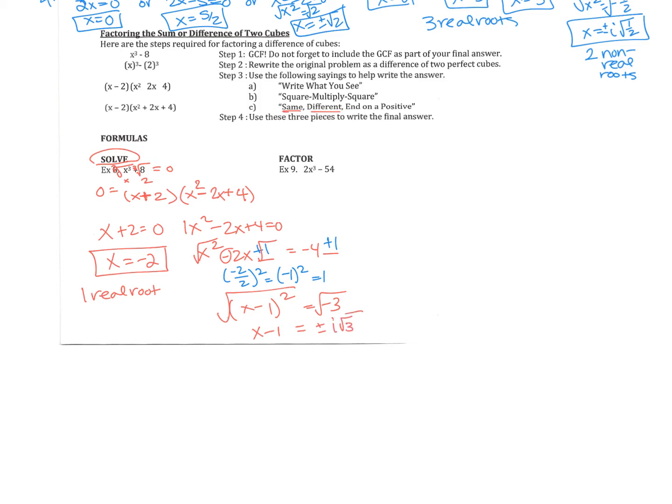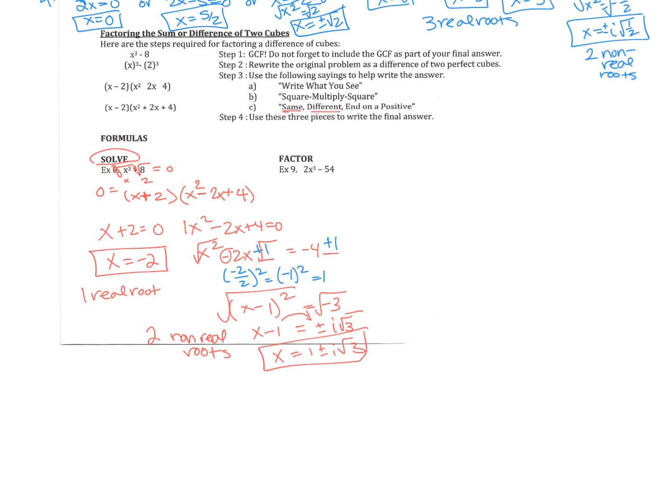So I'm almost done. I need to add my 1 over. I'm going to put it right in front of my plus minus, so I'm going to add 1 to both sides to get 1 plus or minus i rad 3. This is my other 2 roots. This is my 2 non-real roots for a total of 3 roots for my cubic third degree equation. So I need all 3 of those in my answer.